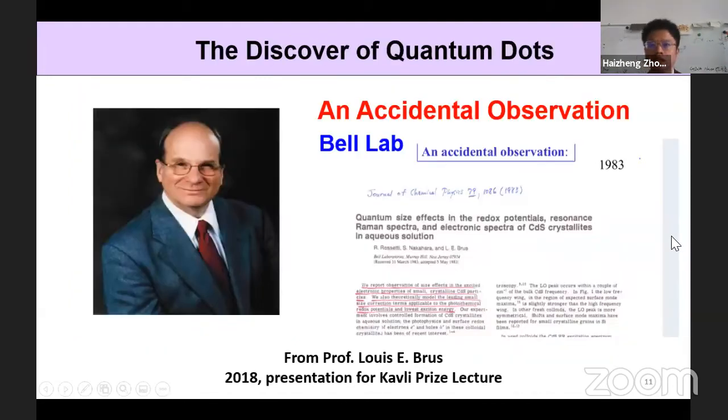So how were quantum dots discovered? It's really an accidental observation from Bell Lab. And the most well-known person is Professor Louis Brus, now from Columbia University. He used to work in Bell Lab in the 1980s. At that time, they reported the observation of size effects of the colloidal nanoparticles in liquid. So it's almost 40 years ago.